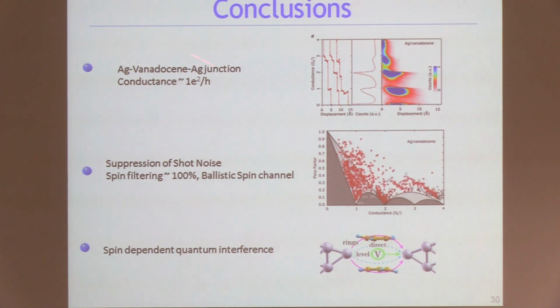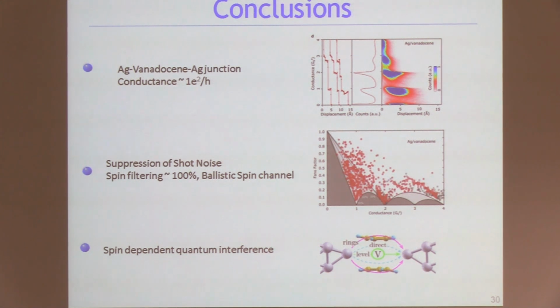Like we observe a 0.5 times 2e²/h plateau in silver junctions, and we observe suppression of shot noise and spin filtering almost of the order of 100%, that is, a ballistic spin channel in our experiment. And we explain this effect using spin dependent quantum interference.